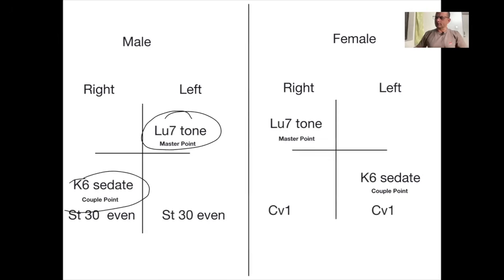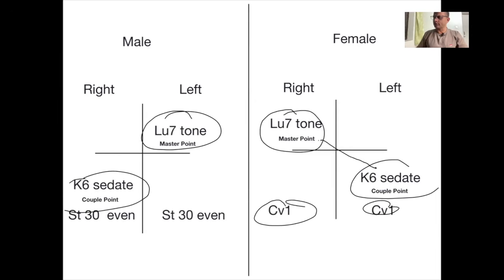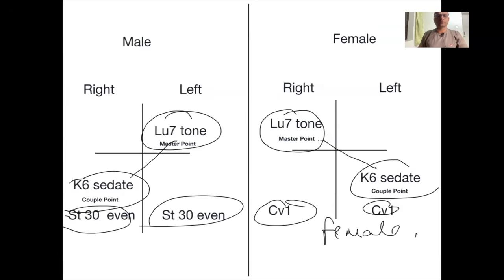In the female, the master point will be on the dominant side, which is the right side, and the couple point on the opposite side. We have already discussed. For completing the pattern, we will add lung 7, kidney 6, and CV1 for female, lung 7, kidney 6, and stomach 30 for male.